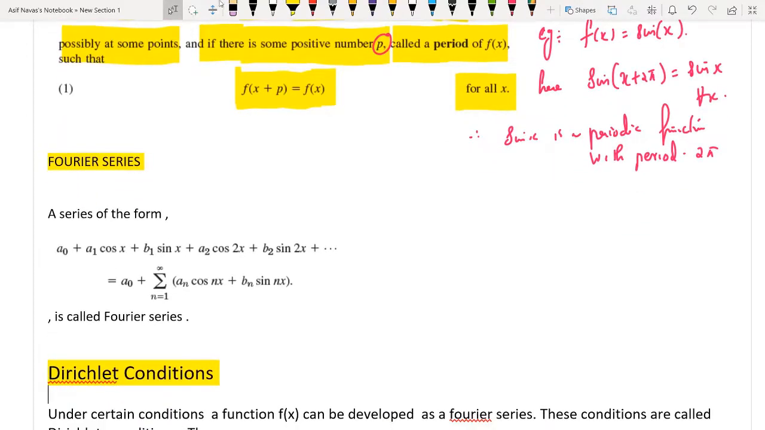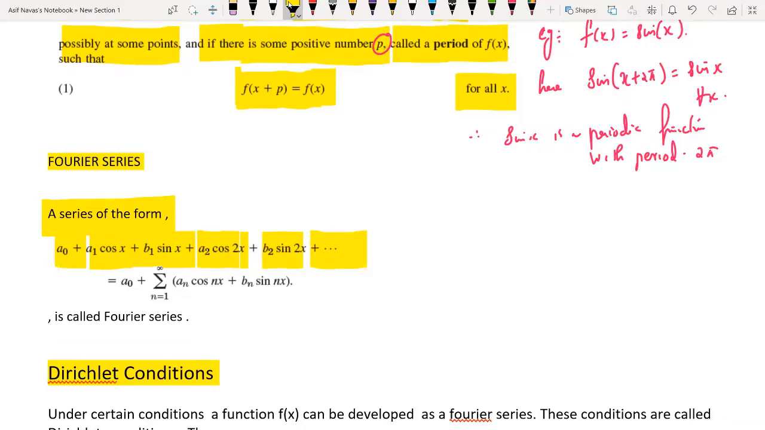A series of the form a naught plus a1 cos x plus b1 sin x plus a2 cos 2x plus b2 sin 2x plus etc., that is equal to a naught plus sigma n equal to 1 to infinity of an cos nx plus bn sin nx, is called a Fourier series. So a Fourier series simply means a series of sine and cosine functions.